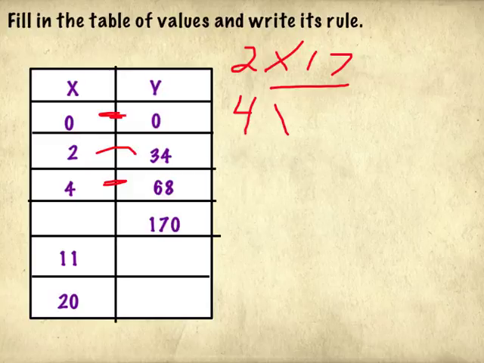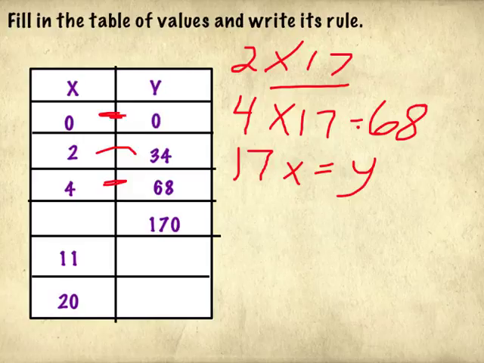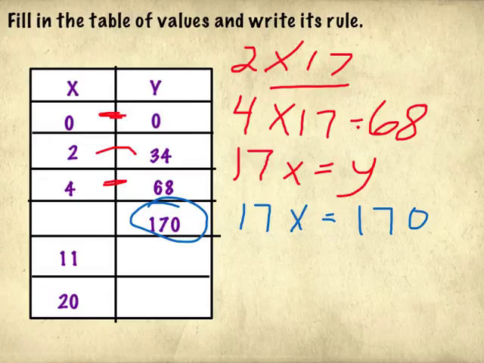4 times 17, when I plug that into my calculator, it equals 68. So there you go. I have my answer. My equation would be 17x equals y. So let's go through and plug it in for the rest of the values. So here y is 170. So again, fact families, if 17 times x is 170, 170 divided by 17 will give me x. So if I do that on my calculator, or if I just use my head, I will know that x is 10.